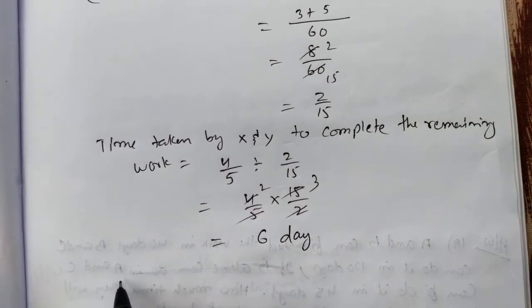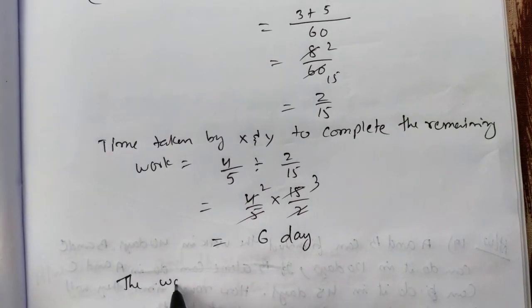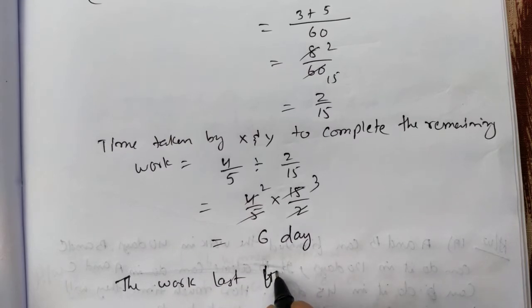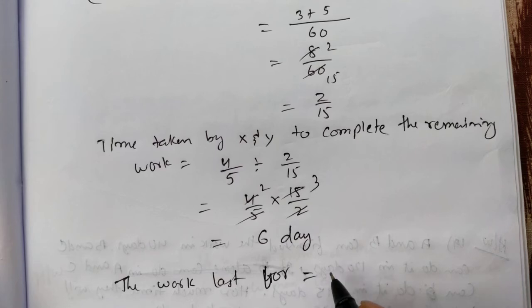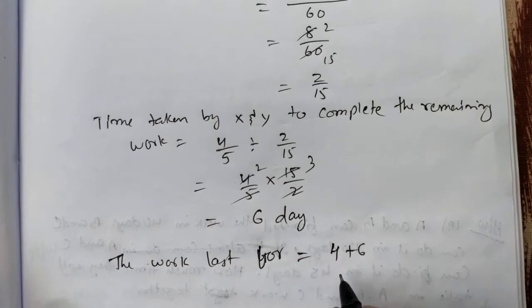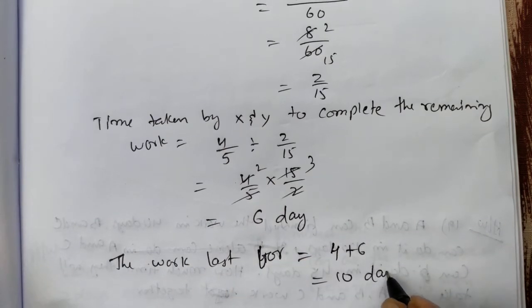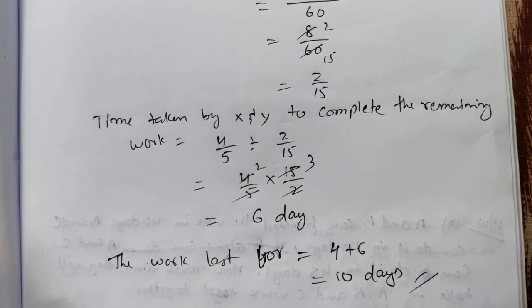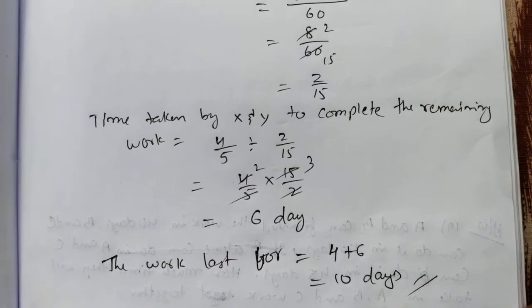So the work lasts for how many days? 4 plus 6, because 4 days X has worked alone and 6 days they have worked together. 10 days. Okay, this is the final answer. Pause the video and write the solution.